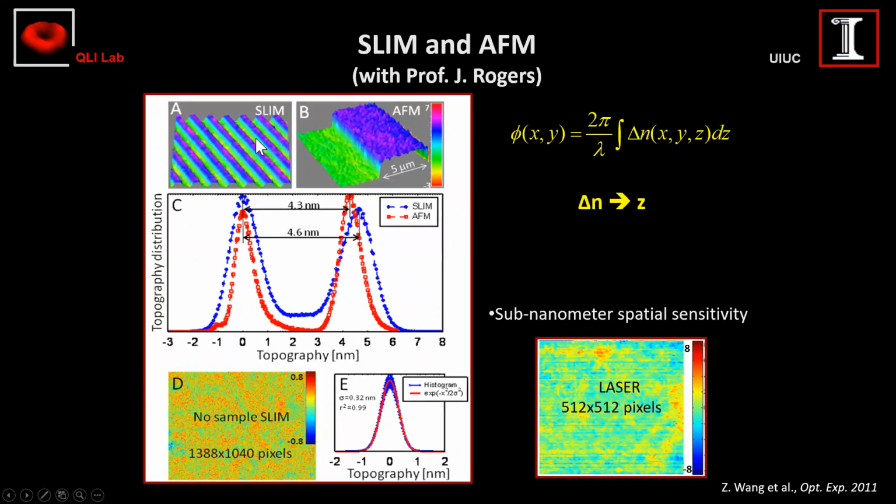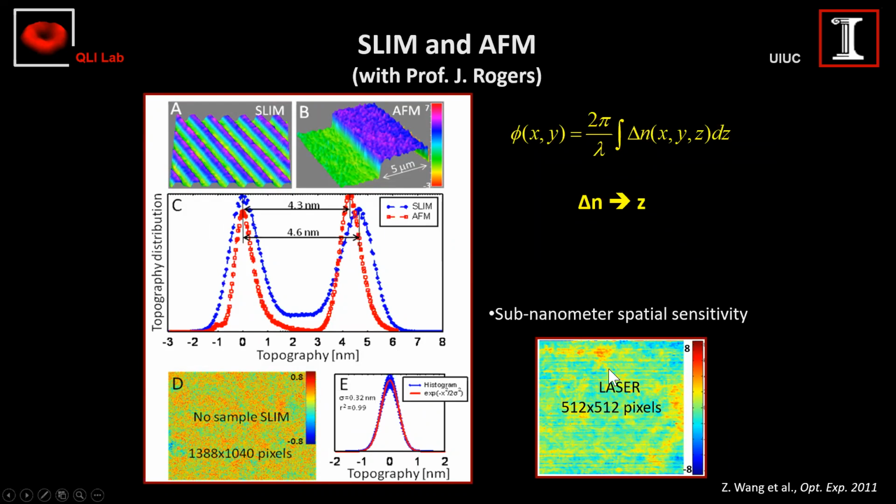So we compared SLIM with AFM, atomic force microscopy. So we looked at the carbon film that has a 4 nanometer groove step. And they agree within a fraction of a nanometer. It turns out that this is actually the spatial noise in our system. So if I measure nothing, I get a Gaussian of about 0.3 nanometer. So that's the ultimate limit for my phase measurement using SLIM, which is actually pretty good. There's a lot to be discussed here.